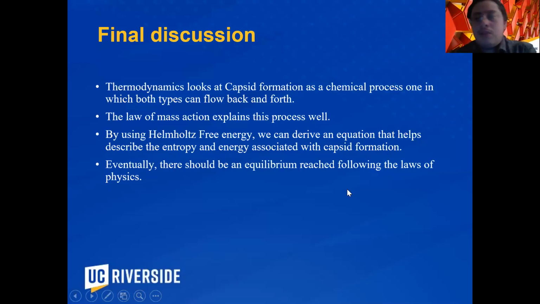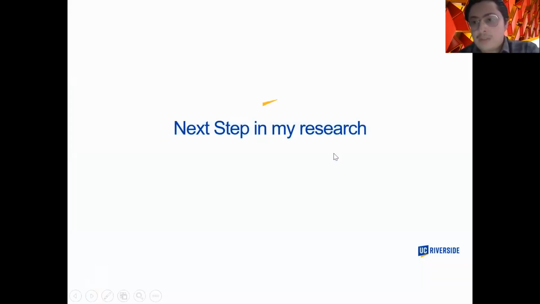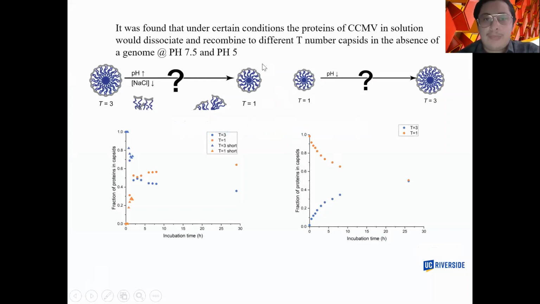So, the final discussion, what I'd like to conclude this thermodynamic explanation with, is that thermodynamics looks at capsid formation as a chemical process that can go back and forth, right? The law of mass action explains this process pretty well. By using Helmholtz free energy, we can derive an equation that helps describe the entropy and energy associated with capsid formation. And eventually, by the laws of physics, it will reach an equilibrium. The next step in my research would be understanding this scenario.